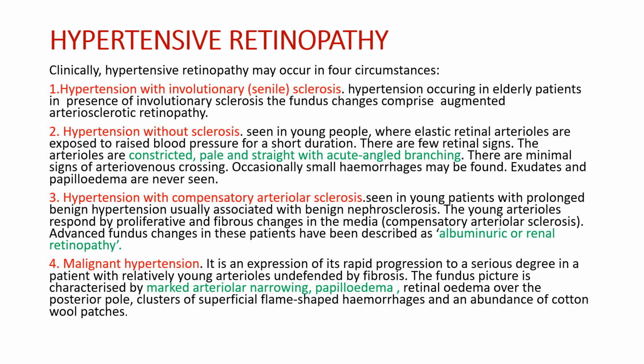The arterioles are constricted, pale, and straight with acute angled branching. There are minimal signs of AV crossing. Occasionally, small hemorrhages may be found. Exudates and papilledema are never seen.